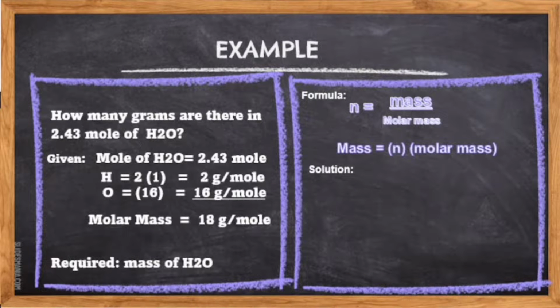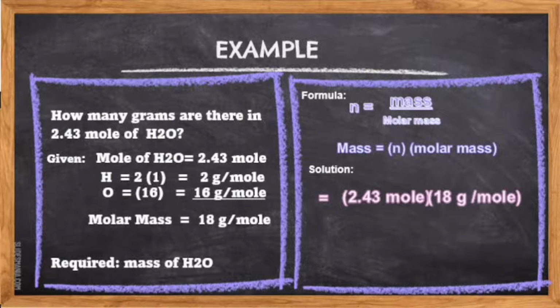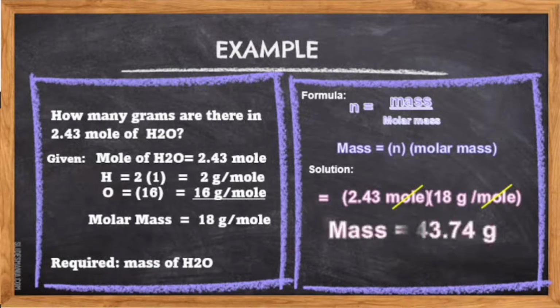Substitute the formula with the given. So 2.43 mole times 18 grams per mole. Cancel the mole and you will get a mass of 43.74 grams.